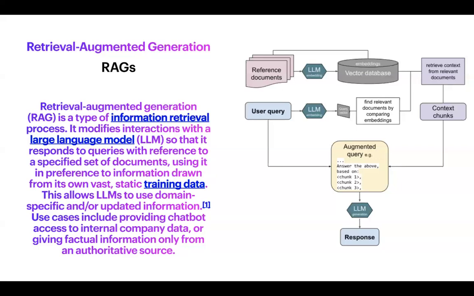Lastly, I want to discuss RAGs. So these are the retrieval augmented generations. What these do is they are a type of information retrieval process. I borrowed this again from Wikipedia. It modifies the interactions from a large language model so that it responds to queries with reference to a specified set of documents, which it uses in preference to information drawn from its vast statistical training data.